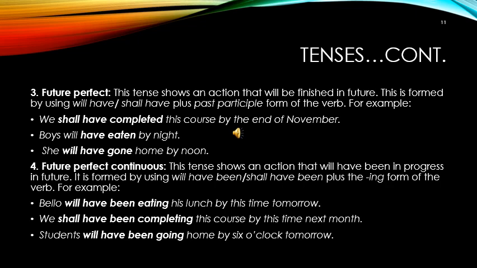The future perfect continuous. This tense shows an action that will have been in progress in future. It is formed by using will have been or shall have been plus the ing form of the verb to be used. For example, Bello will have been eating his lunch by this time tomorrow. We shall have been completing this course by this time next month. Students will have been going home by 6 o'clock tomorrow.